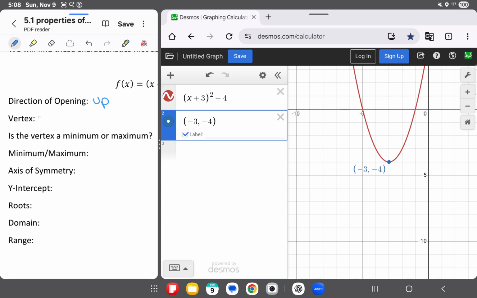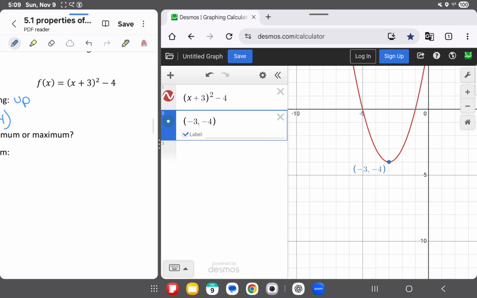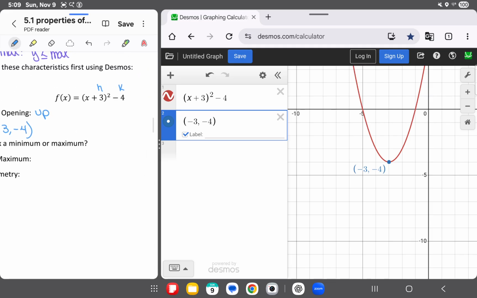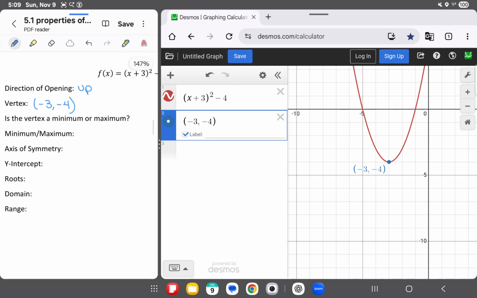And so our vertex is (-3, -4). Now, something that is really nice about the form of this equation is that it is in what we call vertex form. Vertex form has h and k in it, and you just have to flip the sign on h, and it gives you your x coordinate, and then you just bring over your k. So vertex form actually gives us our vertex without us even having to graph.